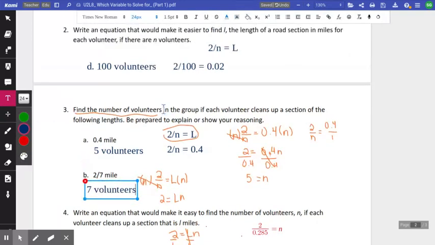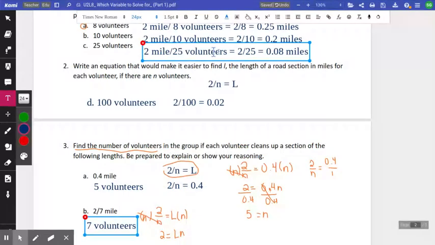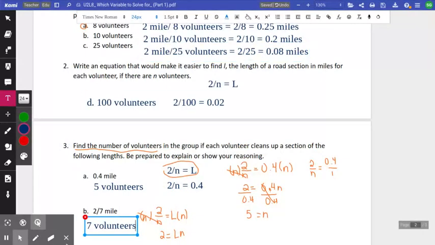And thinking about it with our first equation, we said if I gave you the number of volunteers, you're taking the 2 miles divided by the number of volunteers equals how many miles they're cleaning. Notice if we had 2 miles divided up by 7 volunteers, it's 2 divided by 7. Each person's cleaning 2/7 of a mile.